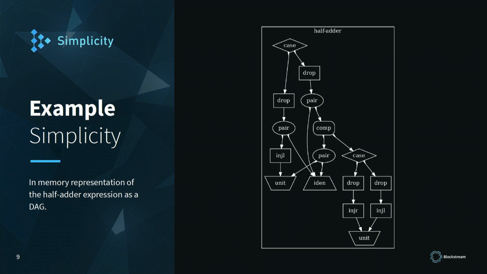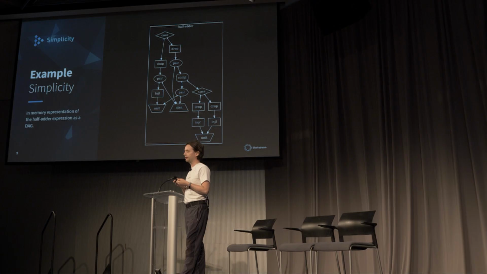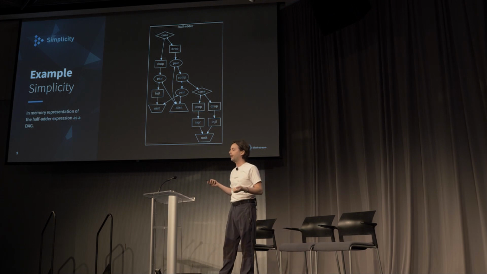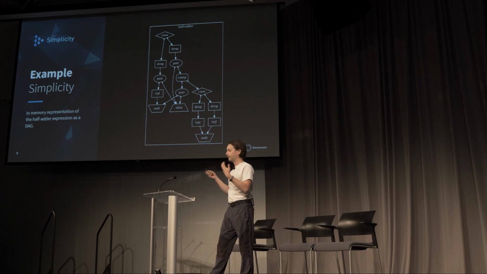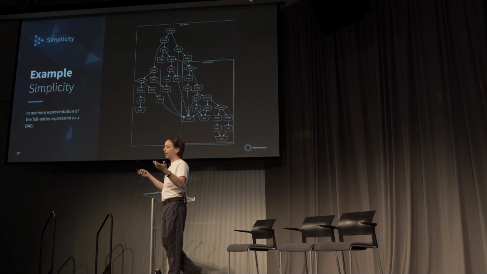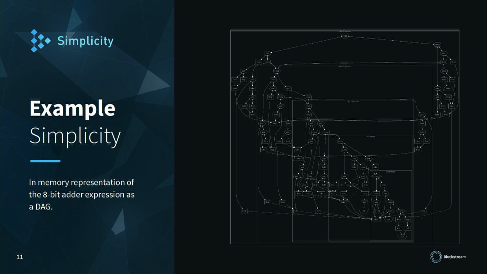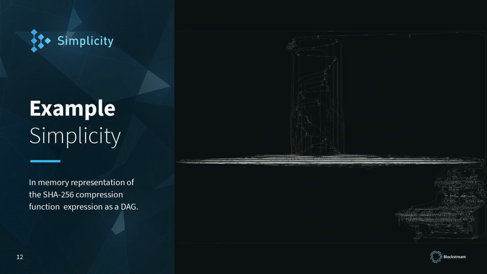Some of the nodes refer to the same sub-expression. And this sub-expression sharing allows us to make very sophisticated programs, but keeping them very concise. So this is the half adder written in the DAG representation in memory. A full adder is composed of 2 half adders, but we can share that half adder sub-expression, and then we can build an 8-bit adder out of a bunch of full adders. And then we can build the SHA-256 compression function, right? And we just keep on going, and we can build the Schnorr signature verification function, all out of these 9 combinators.